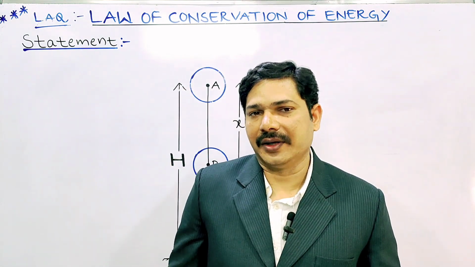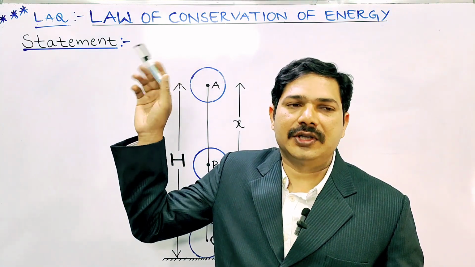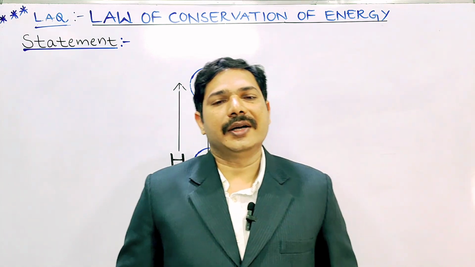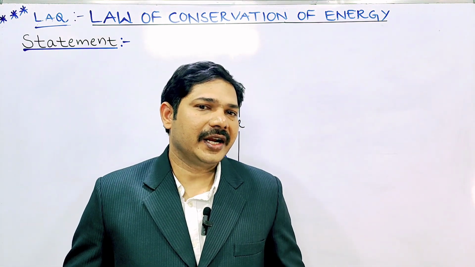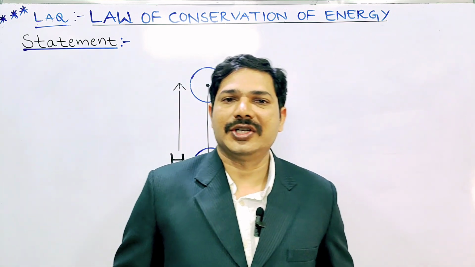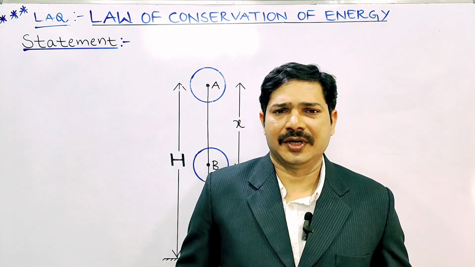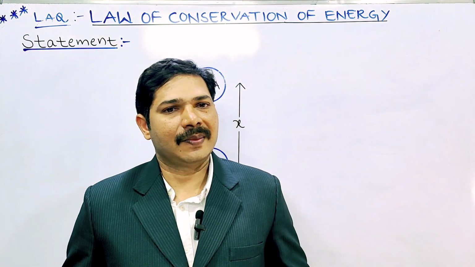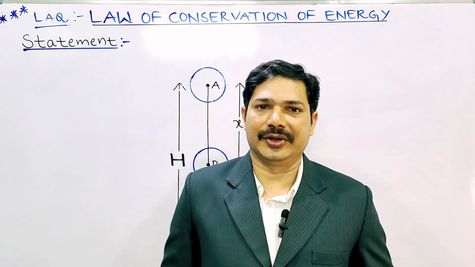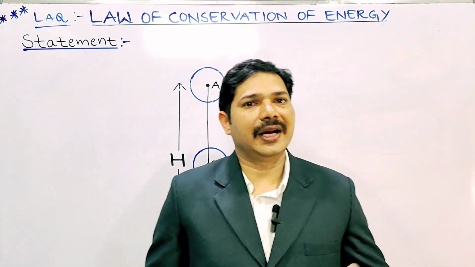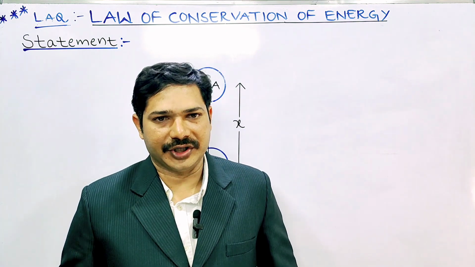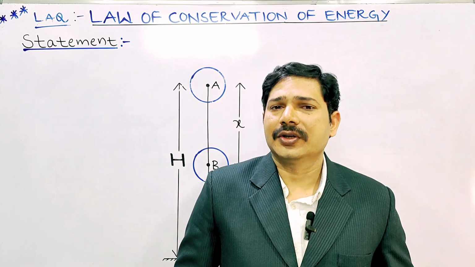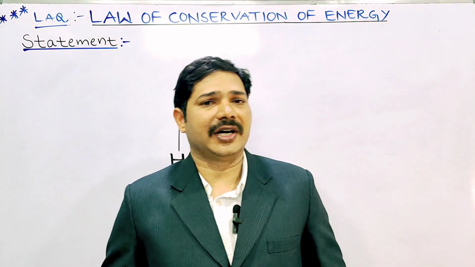First of all, the statement. What is the law of conservation of energy? Energy can neither be created nor be destroyed, but the total energy in the universe remains constant. This is called the law of conservation of energy. For example, solar energy is converted into electrical energy, and again that electrical energy is converted into light energy. Here one form of energy is converting into another form, but the total energy in the universe remains constant.